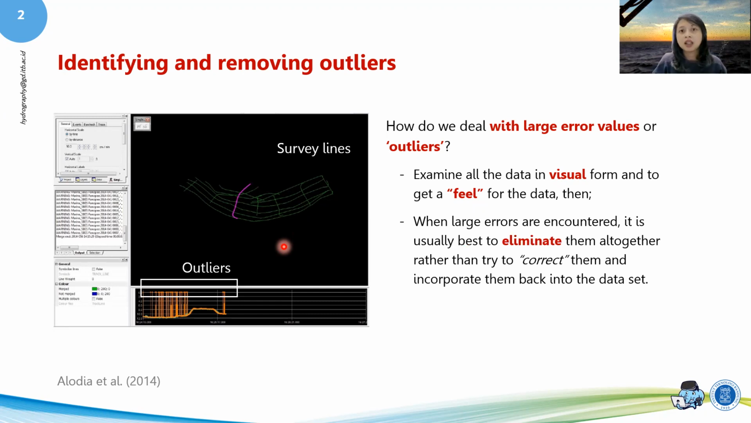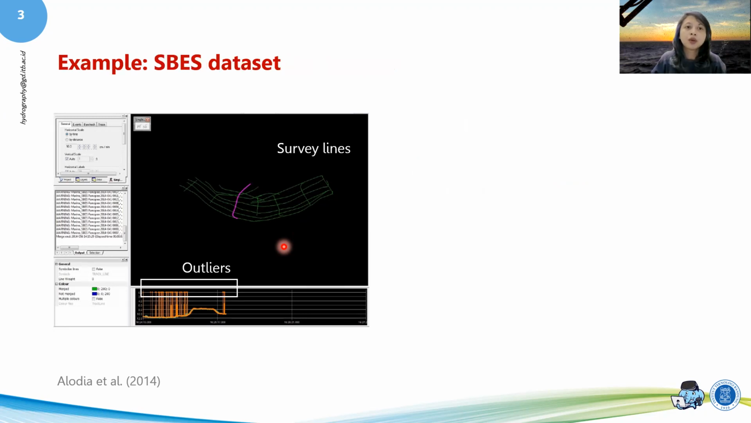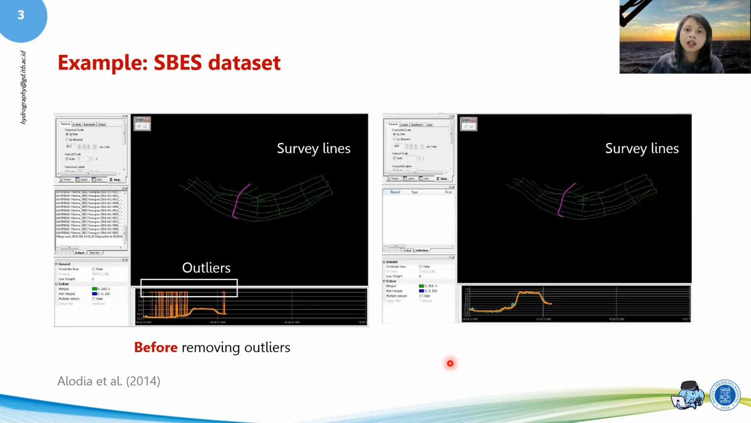You need to eliminate them rather than correcting them. You don't want to correct them. You don't want to incorporate them back into your data set. You just want to delete them altogether. So as I told you before, this is a single beam data set before you remove the outliers, and this is after you remove the outliers. You can see here, there are no more outliers, and you've got your best approach of seabed morphology.